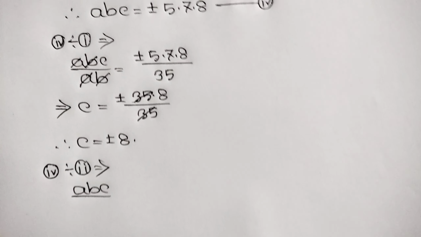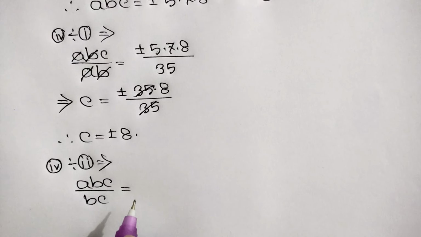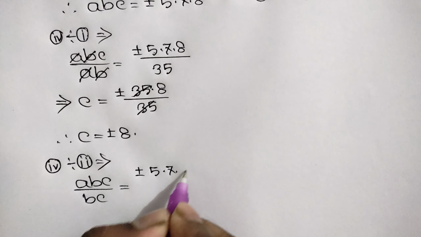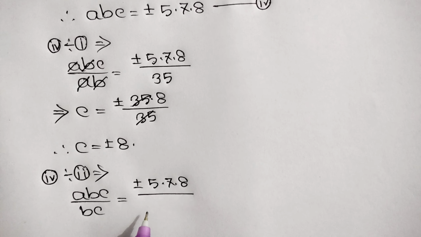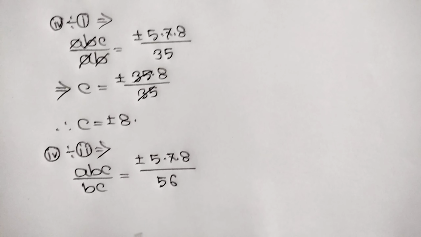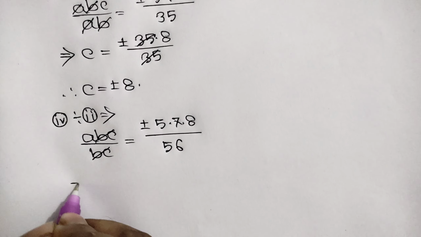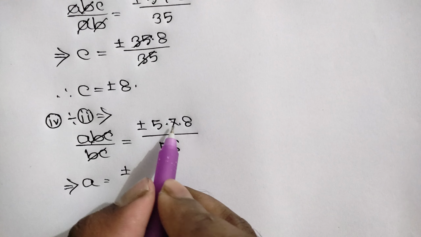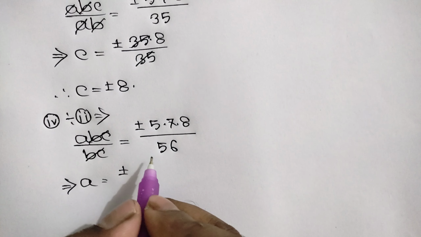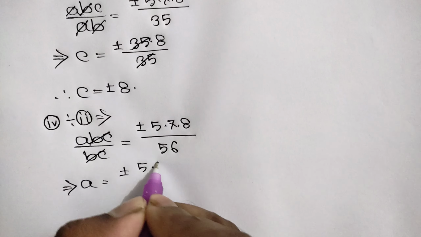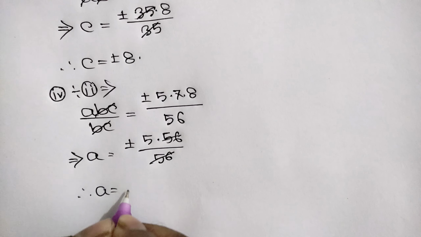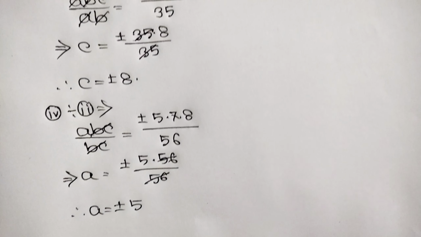Again divide equation 4 by equation 2, we can write here abc over bc is equal to plus or minus 5 times 7 times 8 over 56. Now bc cancels out bc, so here we will get a is equal to plus or minus 7 times 8 is 56, so we can write here 5 times 56 over 56. Now this 56 cancels out this 56, so here we will get a is equal to plus or minus 5.